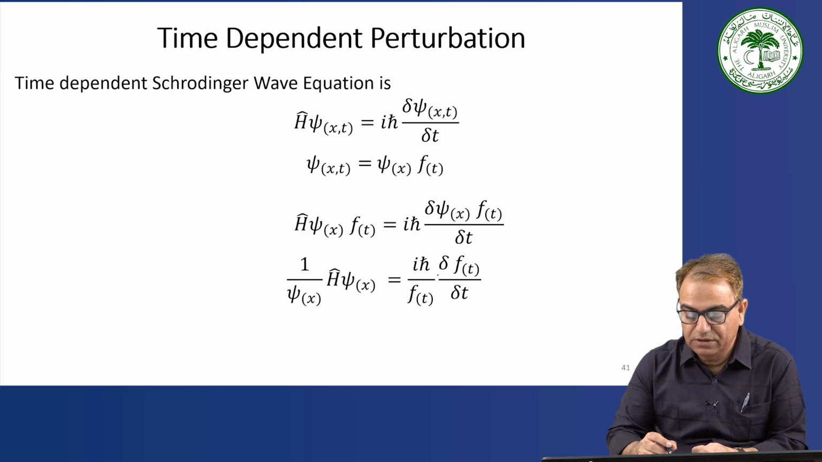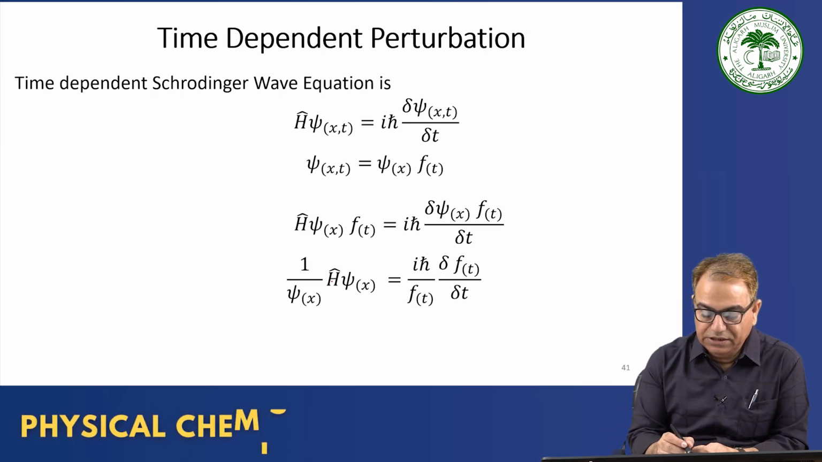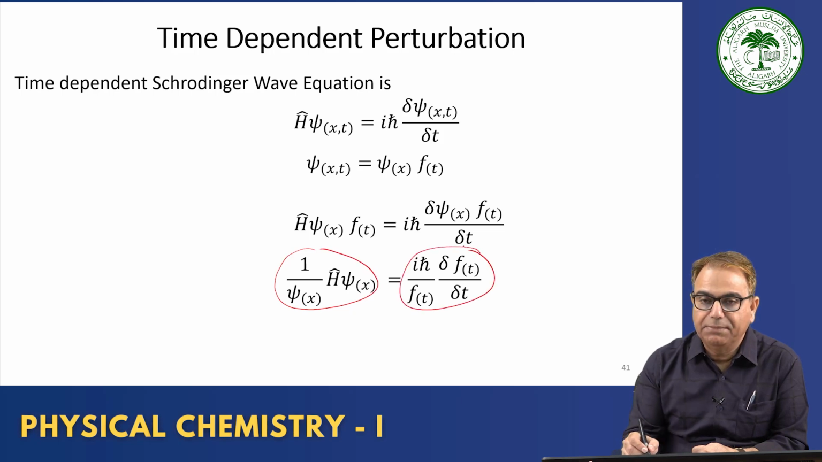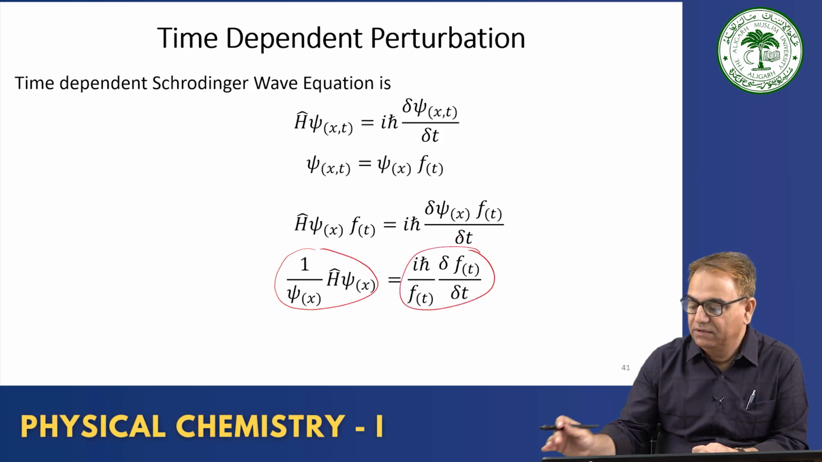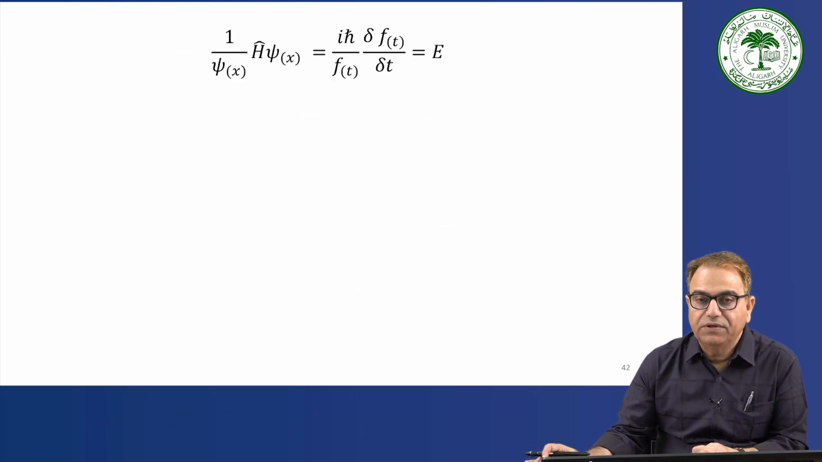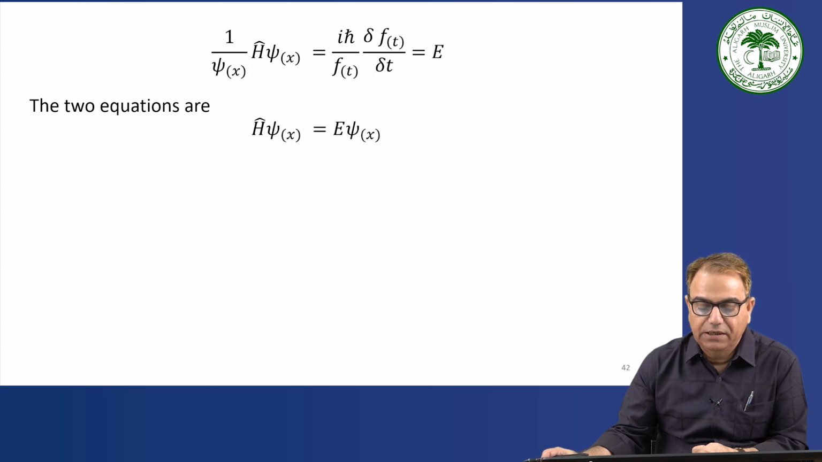If you look at this last equation, this part is x dependent and this part is time dependent. Again, the same thing which we have done many times, separation of variables. So the LHS is x dependent and the RHS is t dependent, so both sides must be equal to a constant, say E. If I equate it to E, then you can write two equations, and one equation will be H psi(x) is equal to E psi(x).